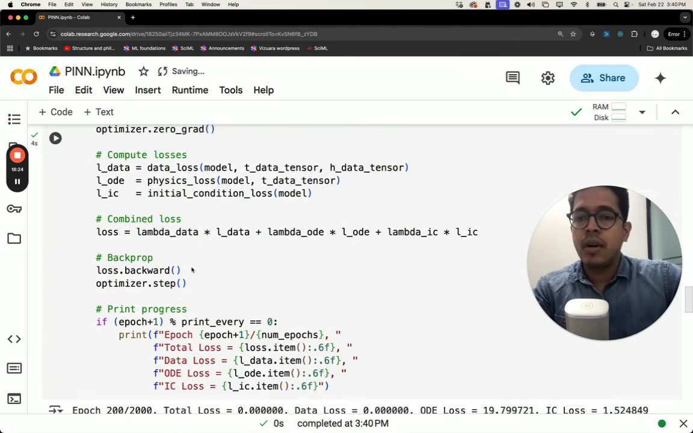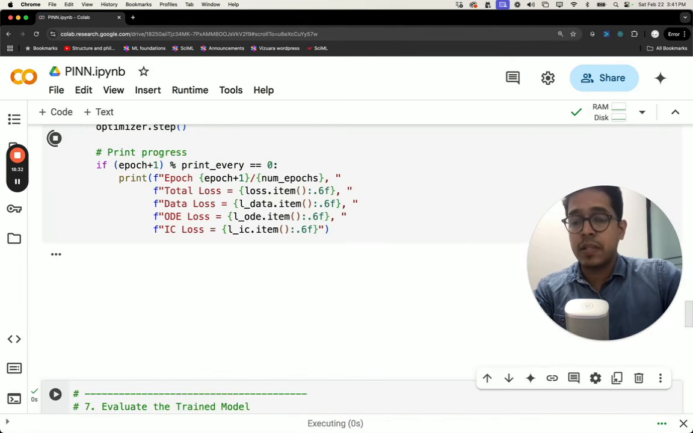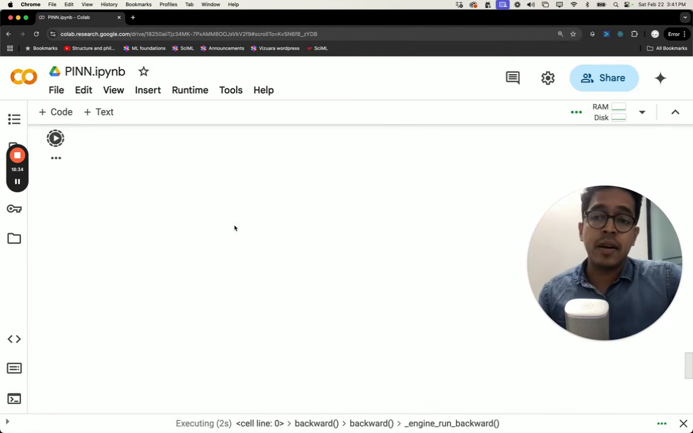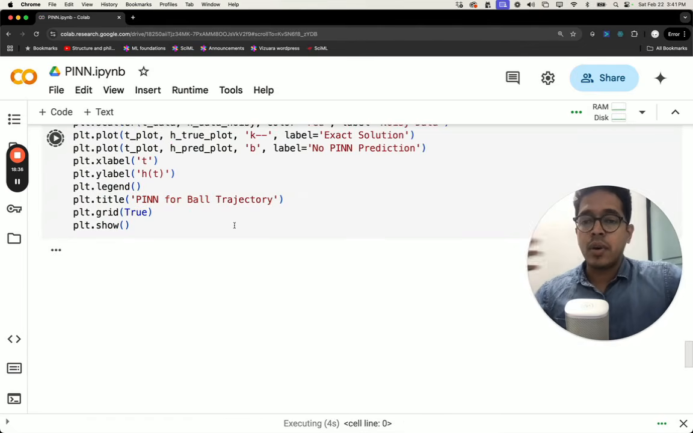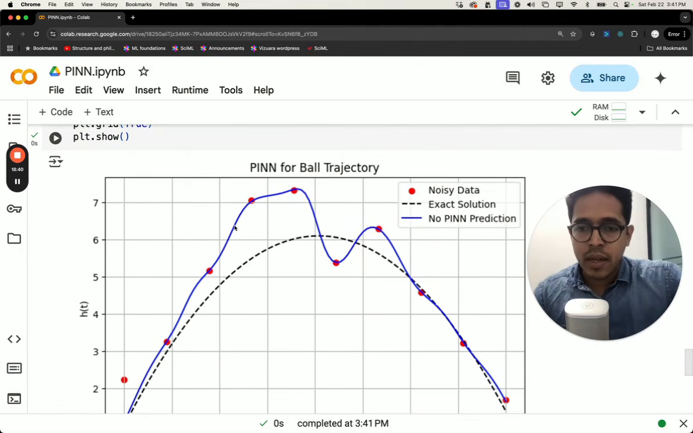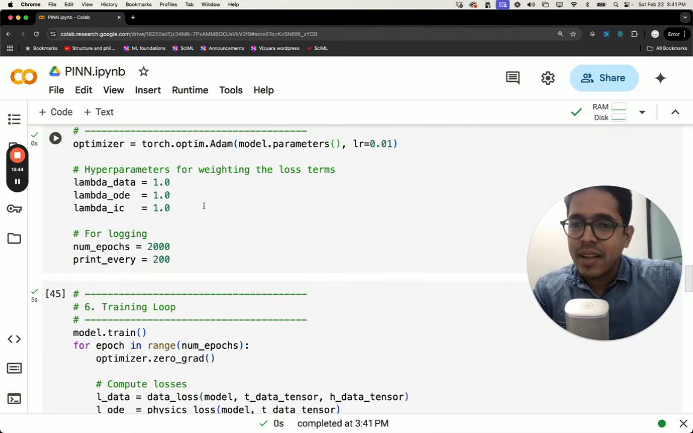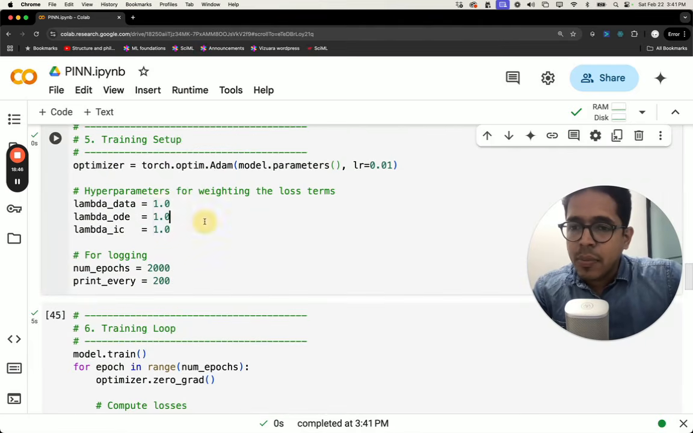So now you put this back to 1.0. You say that I want to respect the ordinary differential equation. I want to respect the initial condition, but I also want to respect the experimental data because it's real world data. And now let's see what the neural network can learn. And it learns something not like this, because something is happening. Lambda data is 1.0.